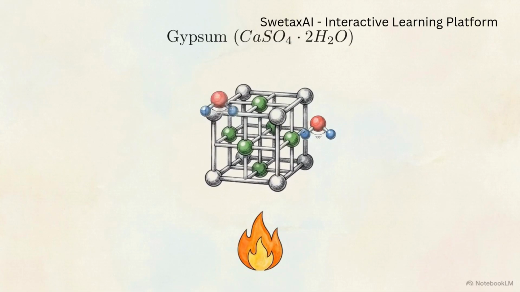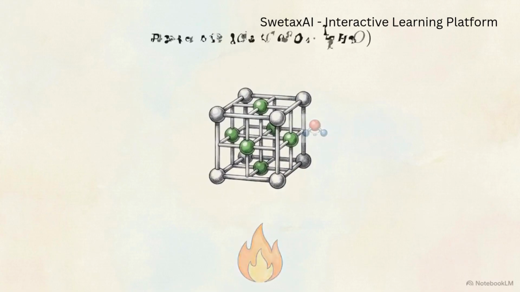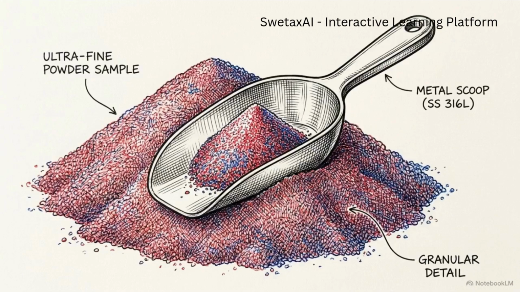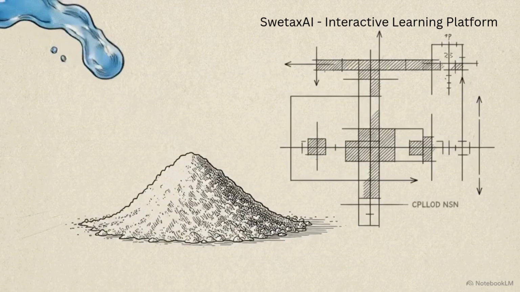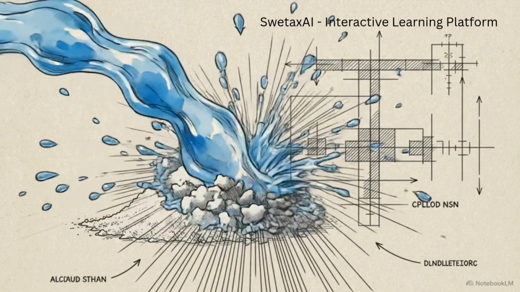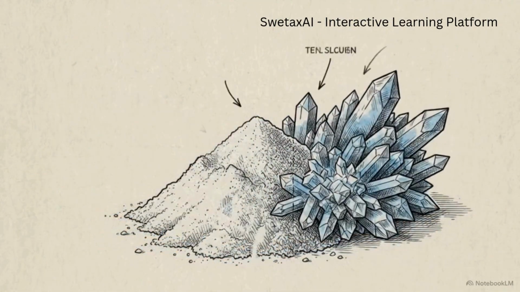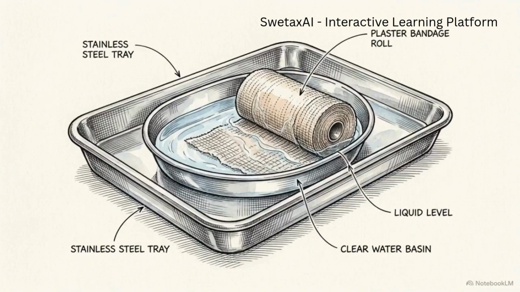Applying heat forces the expulsion of 1.5 water molecules, leaving an altered lattice known as plaster of Paris. This modified powder possesses a highly specific reversible property. When water is reintroduced, the lattice rapidly reabsorbs it, reverting back to the stable gypsum state and locking into a rock-hard solid mass. This real-time crystallization provides direct medical utility.